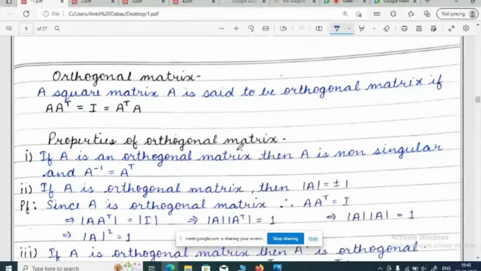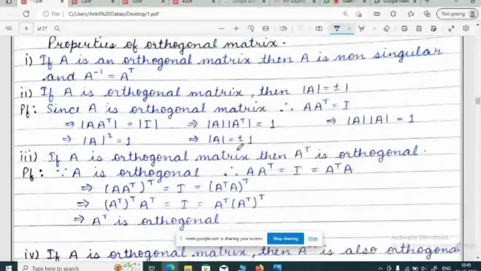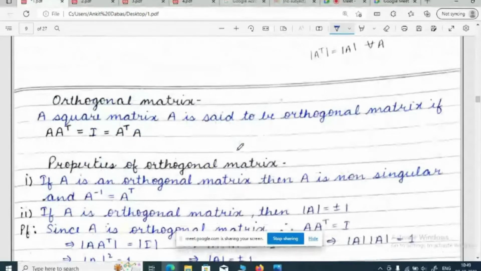Next, we come to orthogonal matrices. The matrices for which A A transpose is equal to identity, which is equal to A transpose A, are called orthogonal matrices. Some basic properties: when we define inverse of a matrix, we say that a matrix B is inverse of A if AB is equal to BA is equal to identity. So in this case, because A A transpose is equal to identity and A transpose A is equal to identity, we can say that A transpose is actually inverse of A.